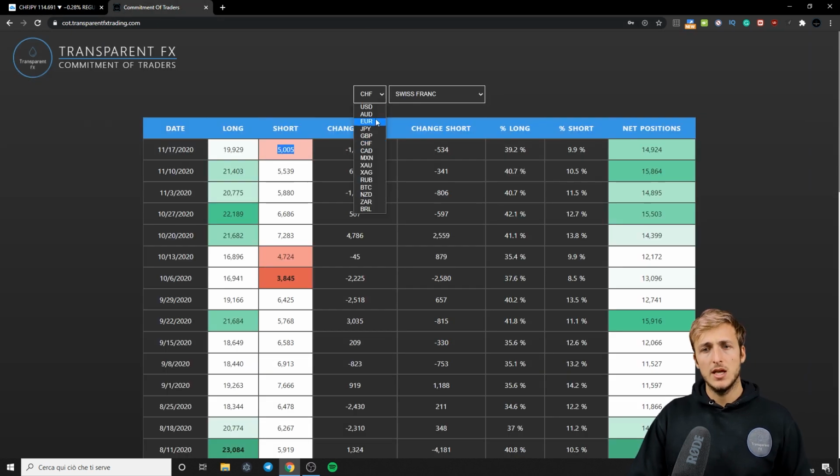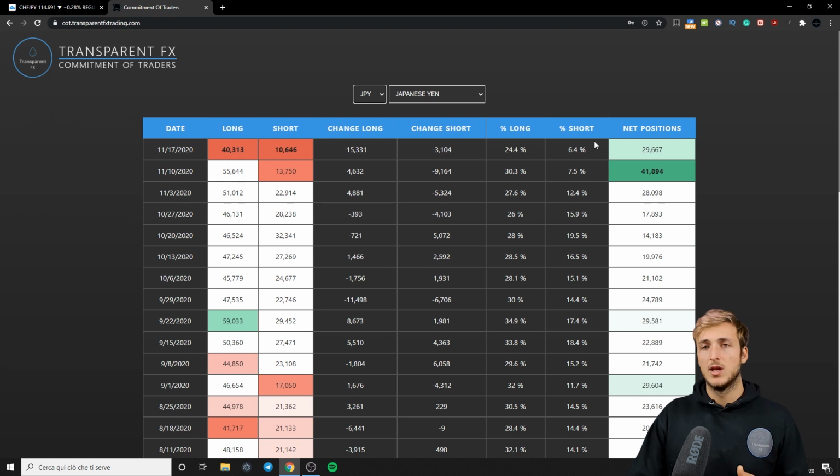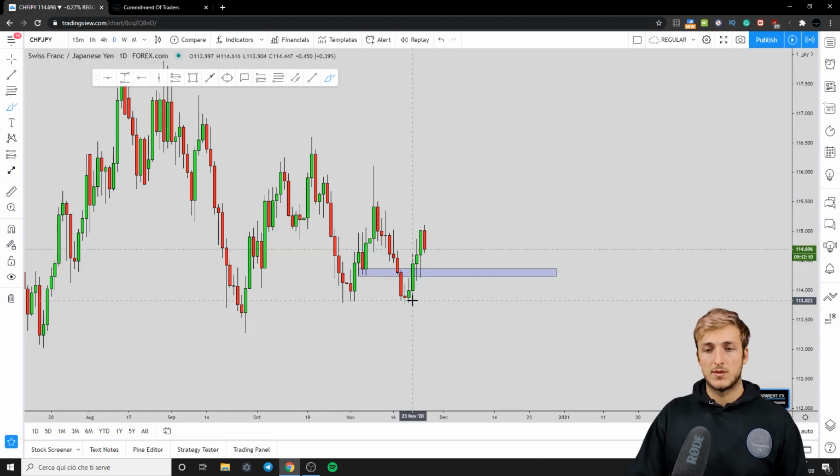If we go and see what we have on the JPY, we can see that with the previous report, we had reached a quite high net positioning with 41.8K net positions, 55K longs and 13.7K shorts. However, what we see with the new report is 15.3K longs getting closed. So net positions dropping massively, which is exactly what we needed for the move to the upside.